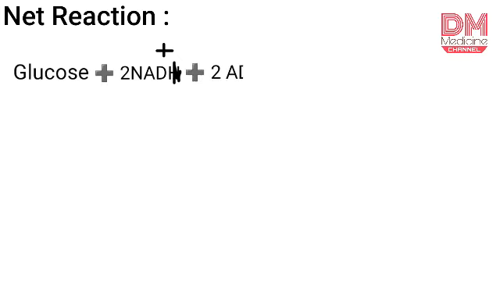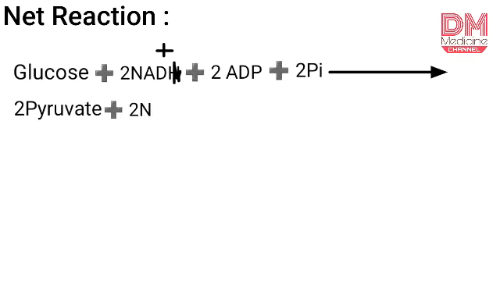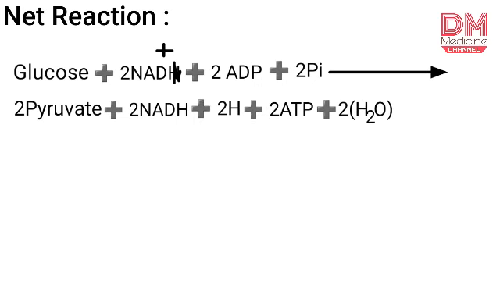In the net reaction we're going to start with a molecule of glucose, which will react with 2 NAD plus molecules and 2 ADP units, or adenosine diphosphate, with 2 inorganic phosphate ions, and this is going to produce 2 molecules of pyruvate, plus 2 molecules of NADH plus 2 hydrogen ions, and 2 units of ATP will be produced, and then we also get 2 water molecules. So that's the net reaction of glycolysis.